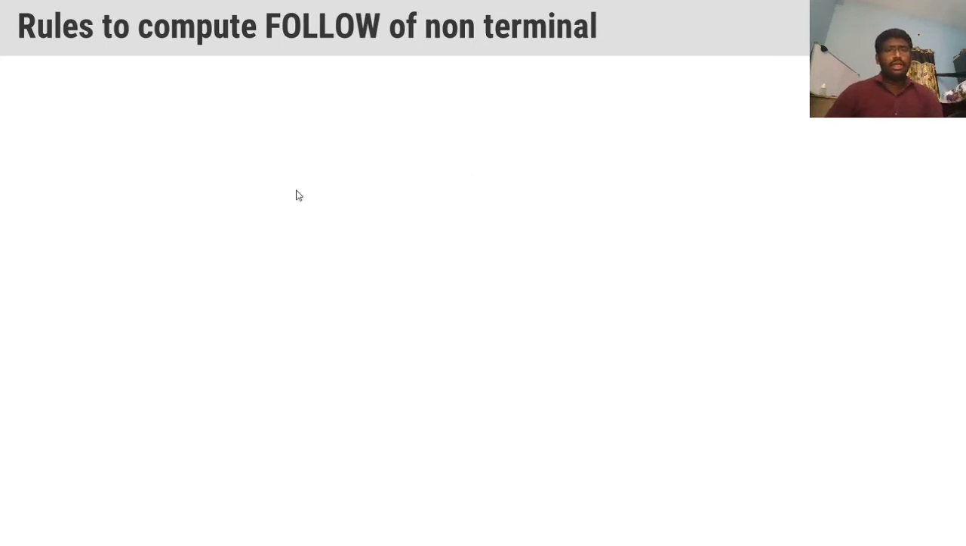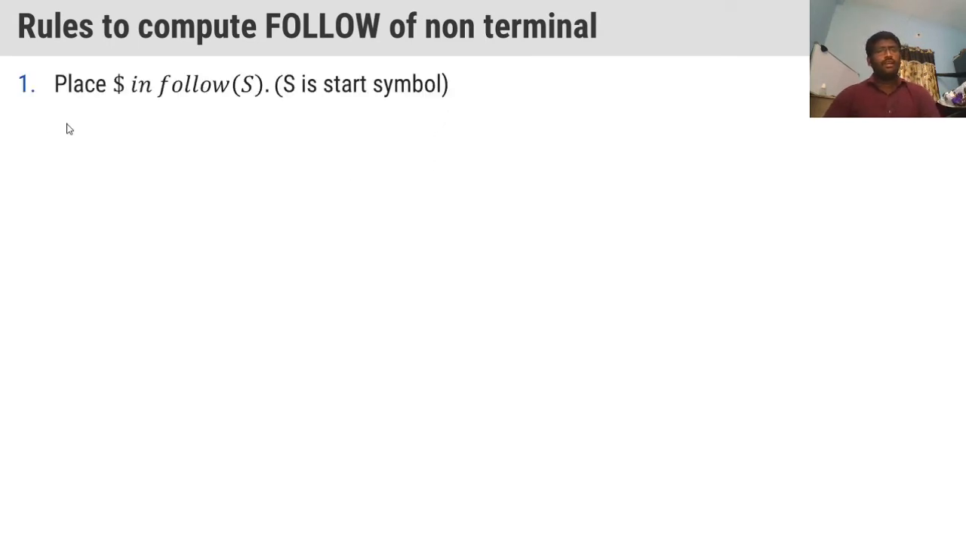We are now going to look at the rules of finding out follow sets for the non-terminals. First rule, place dollar in the follow of S when S is a start symbol. If S is a start symbol, to find out follow of S, we will simply place the dollar symbol in the follow of S. So how will we write? Follow of S equal to, we will write only the dollar symbol in the set.